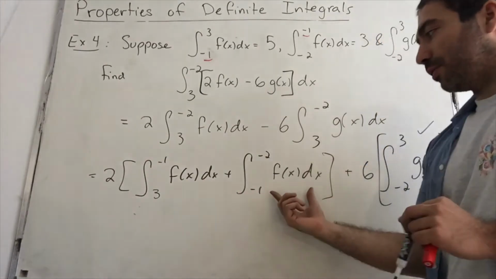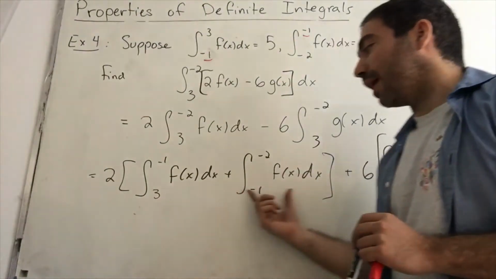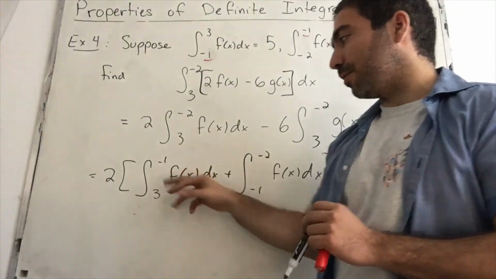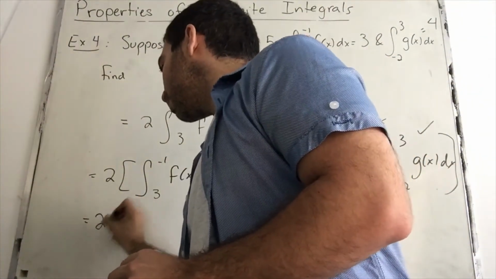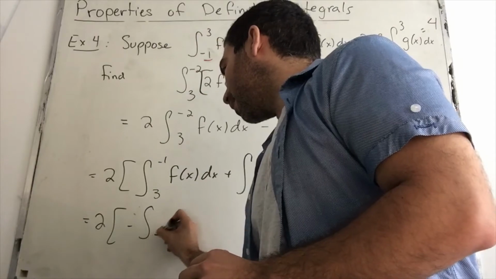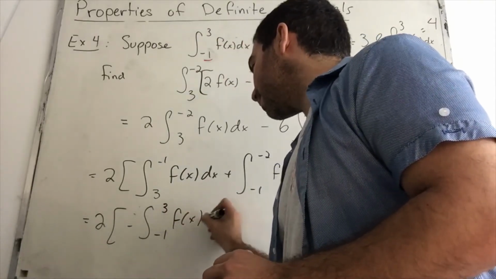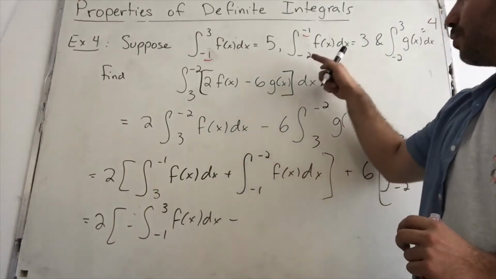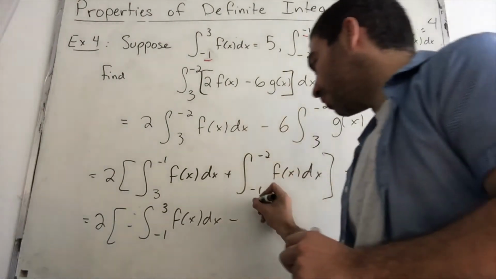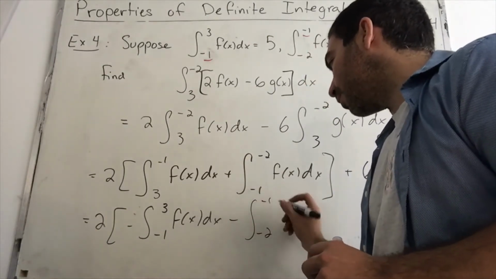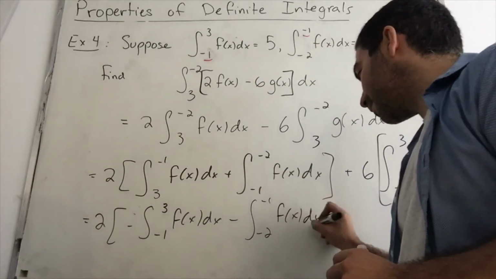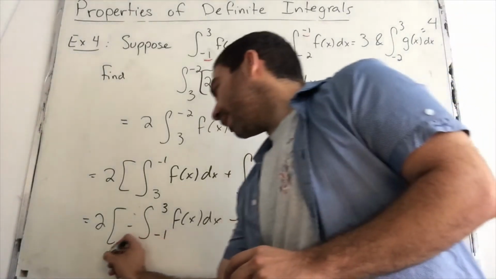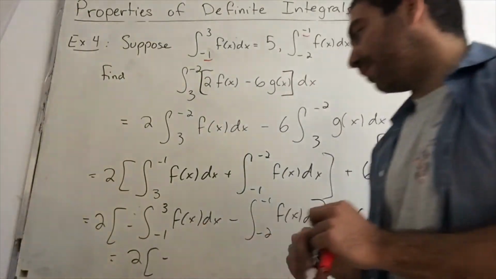Now we have to use the same idea on the function f. So here we have 3 to -1. We want to flip it, so this is going to become negative, giving us 2 times -1 to 3 of f of x dx. Minus, and again, this one we want to flip as well because we want -2 to -1. So we put a minus, -2 to -1 f of x dx plus 6 times 4. Here what we get is 2 times negative, this is 5.